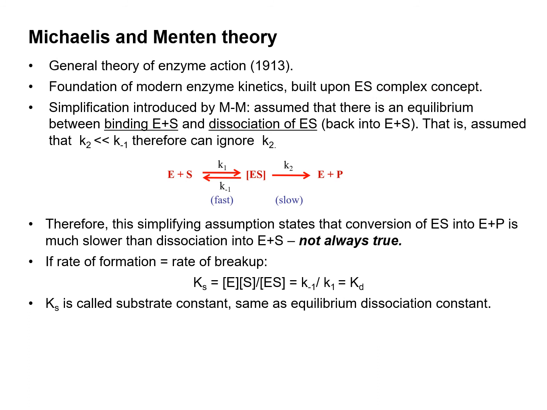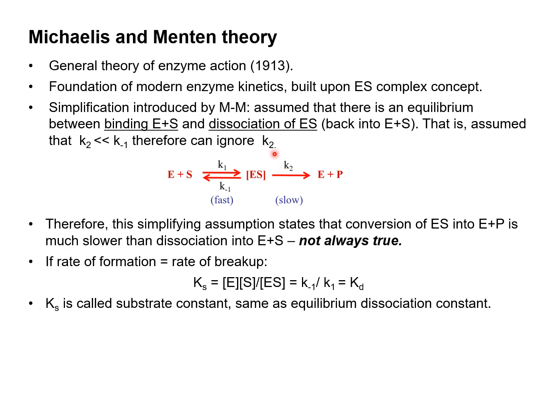So Michaelis and Menten introduced an assumption for simplification, and the simplification is basically that they assumed that there is an equilibrium between binding of E and S and dissociation of the ES complex back into E and S. And they assumed that this k2, the constant for the ES becoming the enzyme and the product, is much smaller than k minus 1, where the ES complex goes back to E and S.